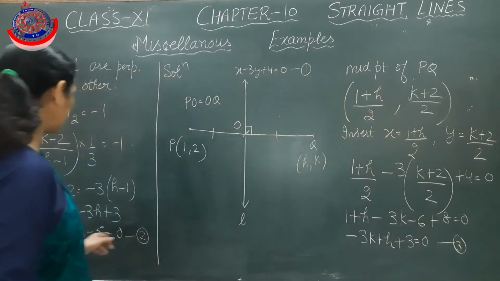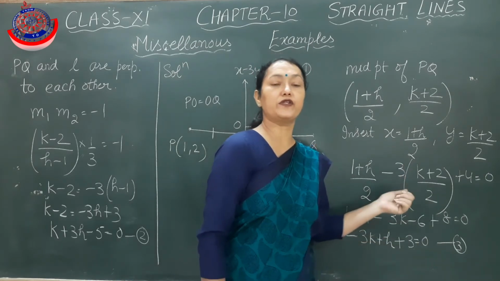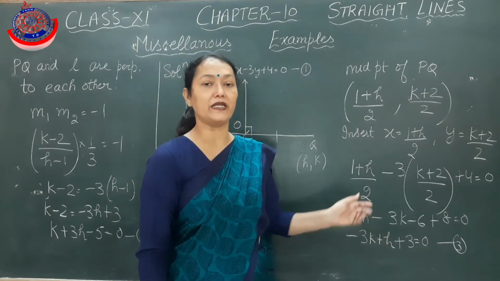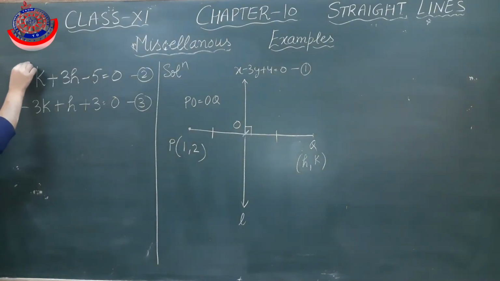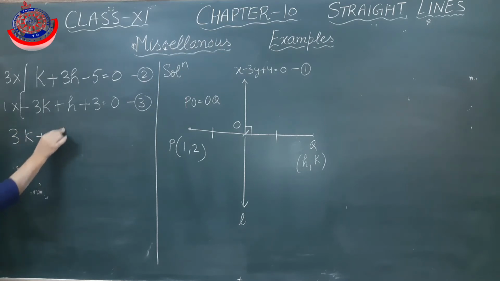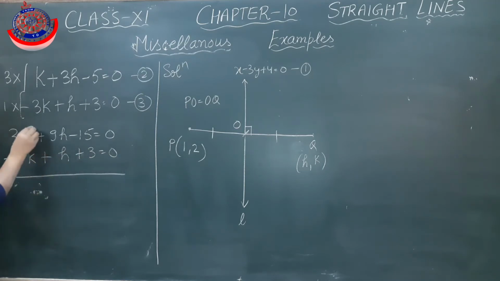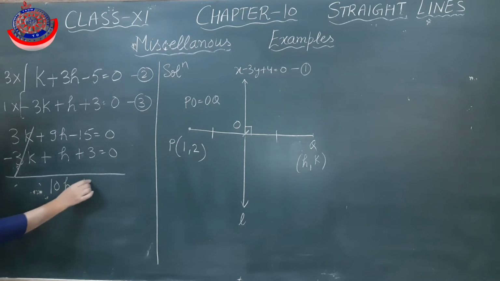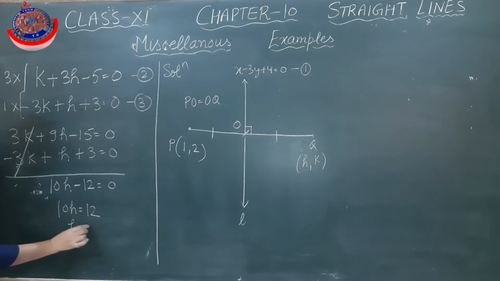So now we have obtained two equations. One is k plus 3h minus 5 equals 0 and the other is minus 3k plus h plus 3 equals 0. Now if we solve these two equations by any of the methods, we will get the values of k and h. For equations 2 and 3, let us use the elimination method. We can multiply the second equation with 3, so we have 3k plus 9h minus 15 equals 0, and here we have minus 3k plus h plus 3 equals 0. Then adding the two equations, we have 10h minus 12, so 10h equals 12. So h comes out to be 12 upon 10, meaning 6 upon 5.